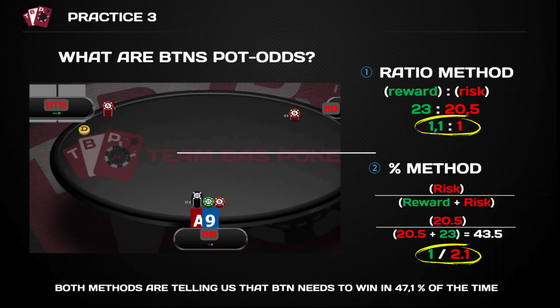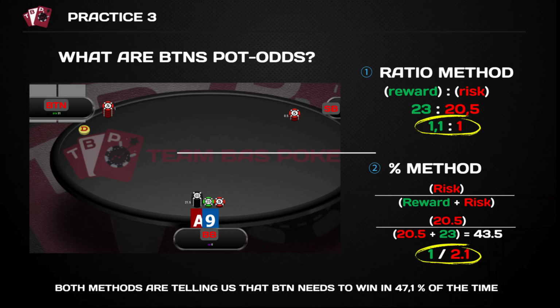In our last example, we look at a 3-way spot preflop, where the button is limping and the small blind folds, and the big blind shoves. Now the button wants to figure out what are his pot odds for calling the shove. First we need to know, as always, reward and risk.